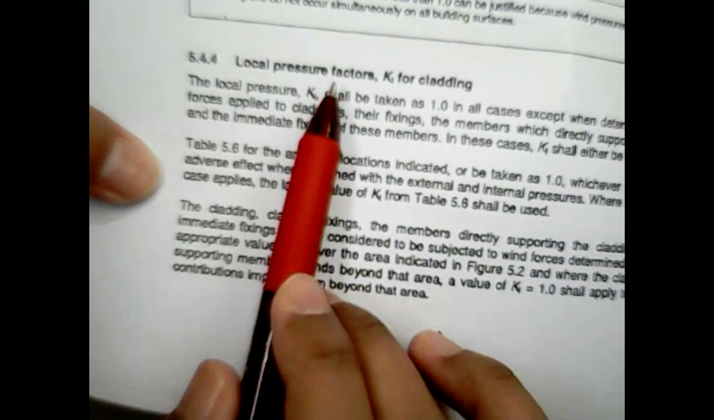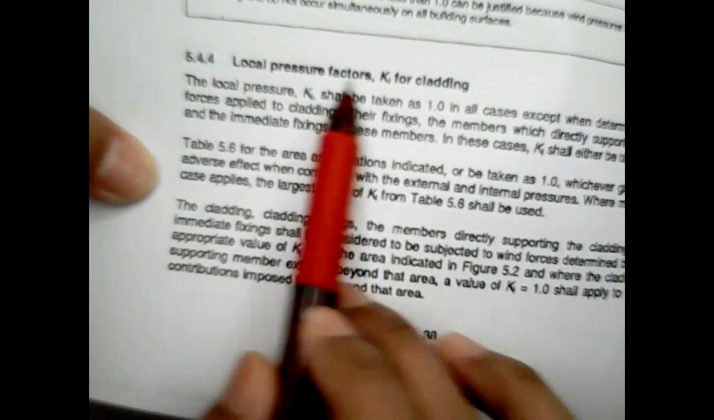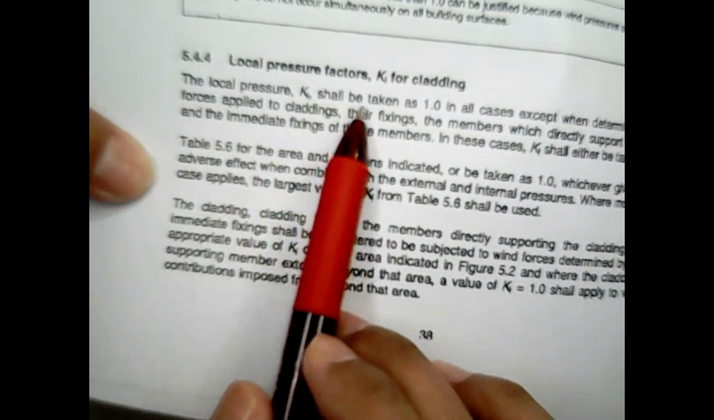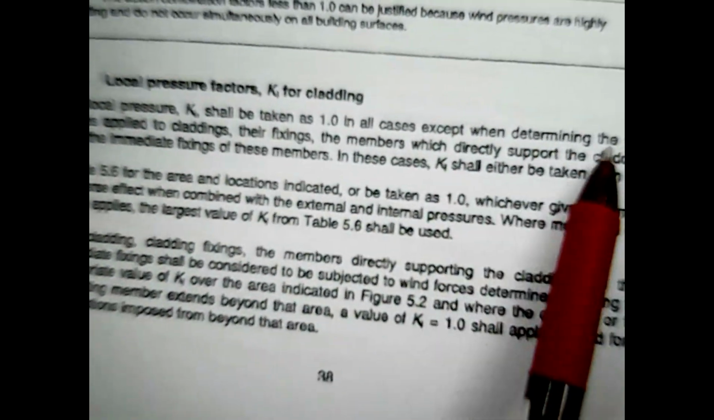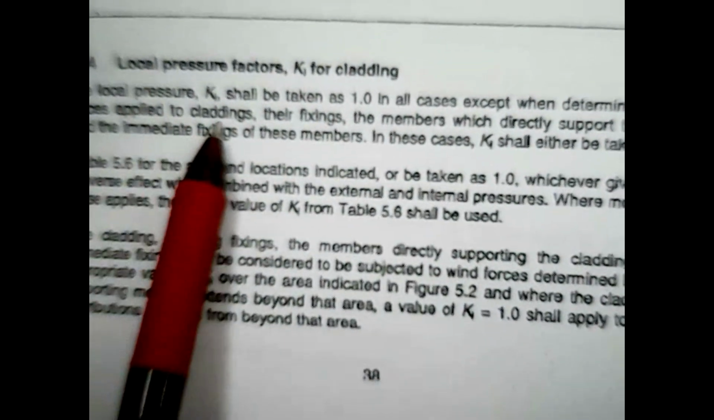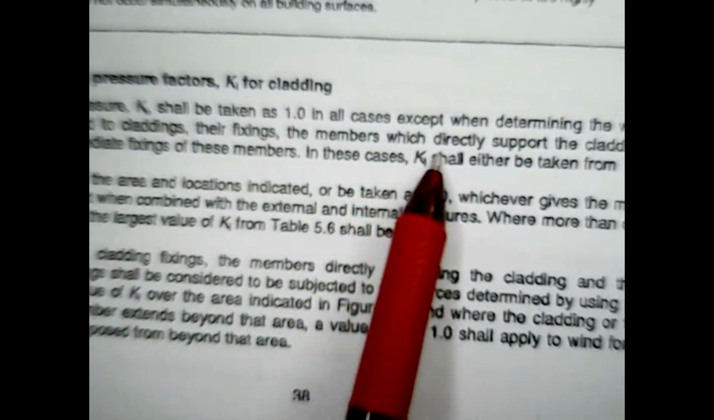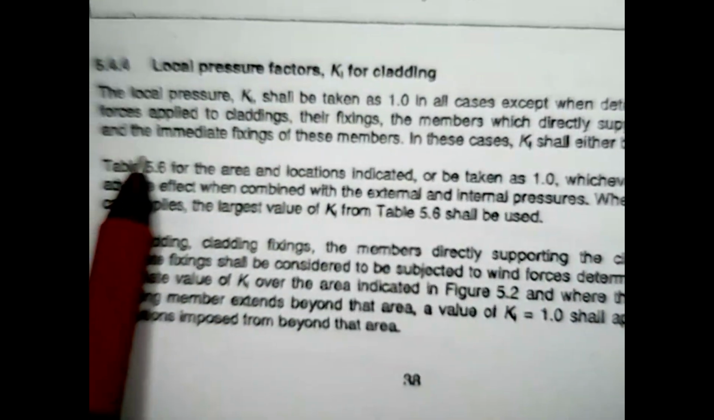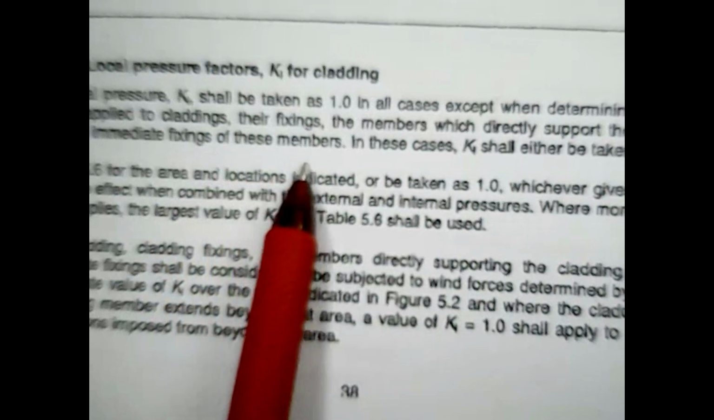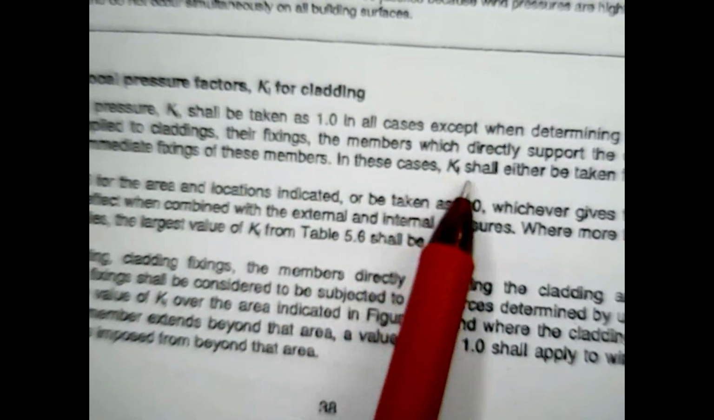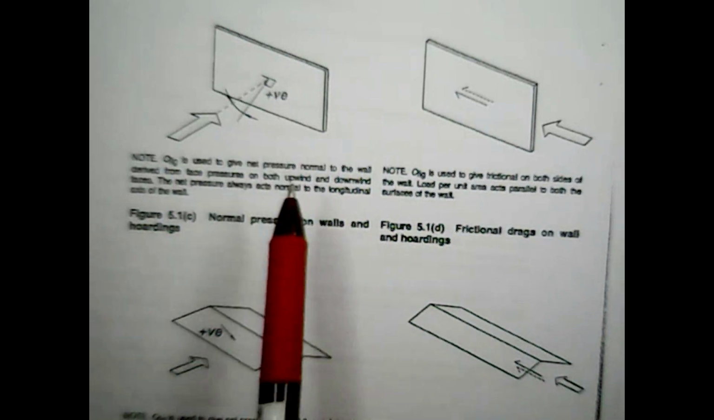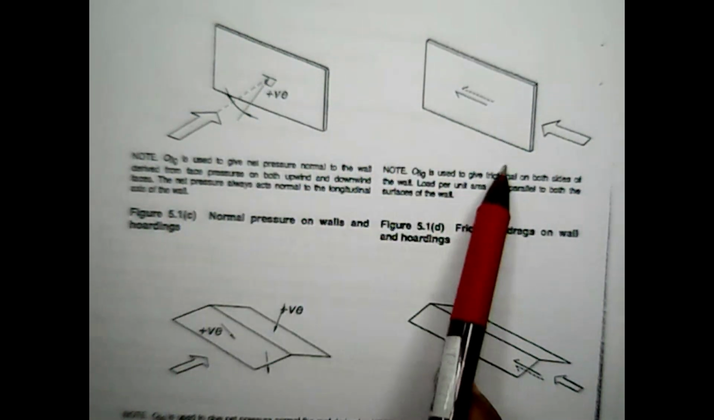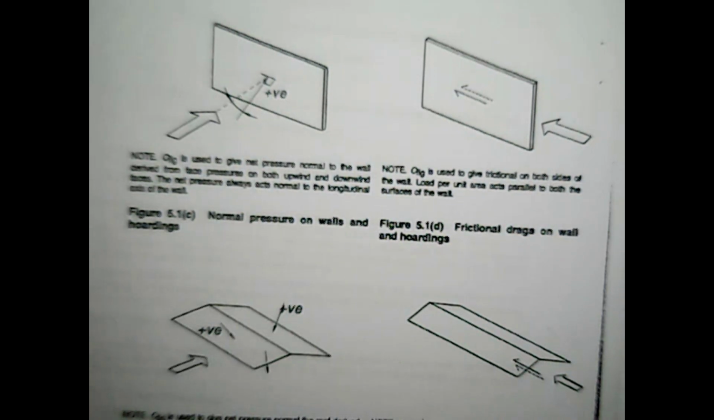So local pressure factors KL for cladding. The local pressure KL shall be taken as 1 in all cases, except when determining the wind forces applied to cladding, the fixings, the members which directly support the cladding, and the intermediate fixings of these members. In these cases, KL shall ideally be taken from here. So here is local pressure for claddings. This is an example whereby you have a cladding and you need to analyze those structures.